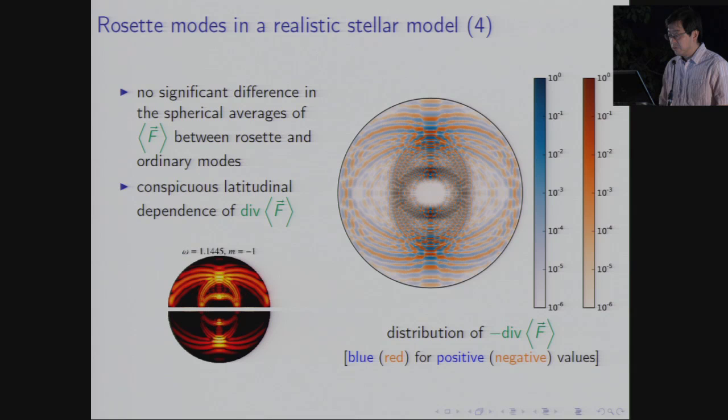So corresponding to the structure of rosette modes, we see a rather complicated but still latitudinal dependence of structure. This may relate to some dependence of rotation. Rotation may depend on latitude because of this effect. That is one speculation I can have from these studies.